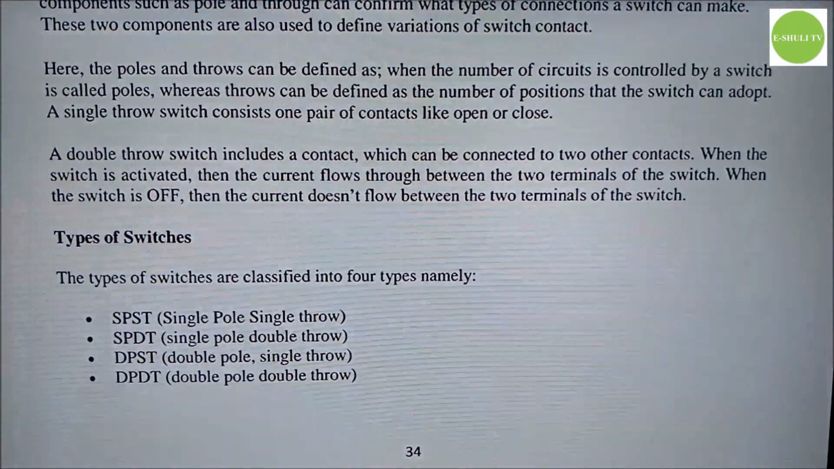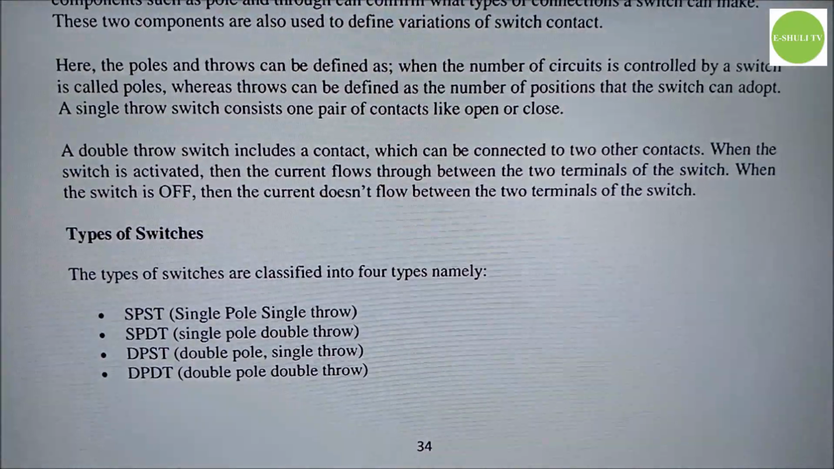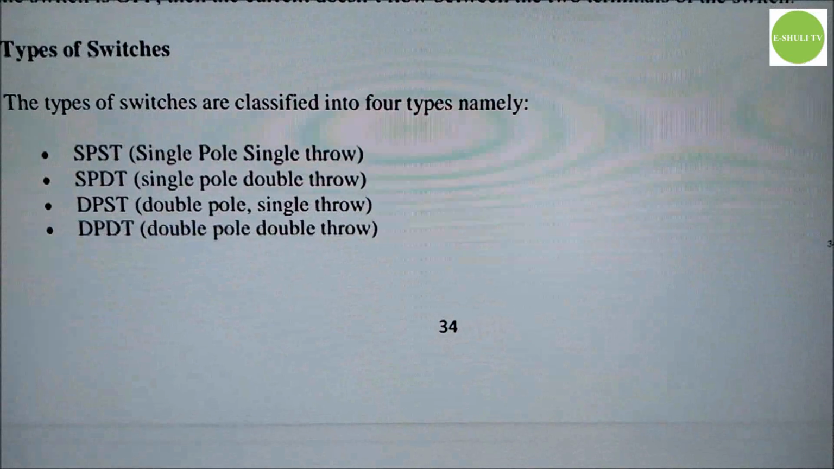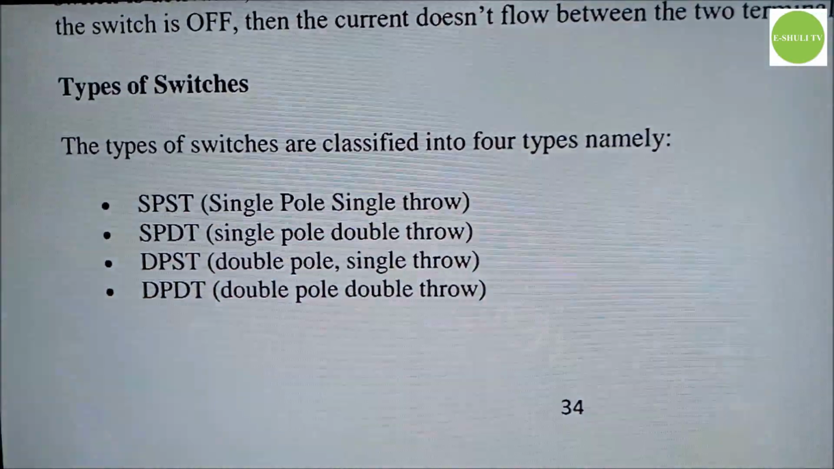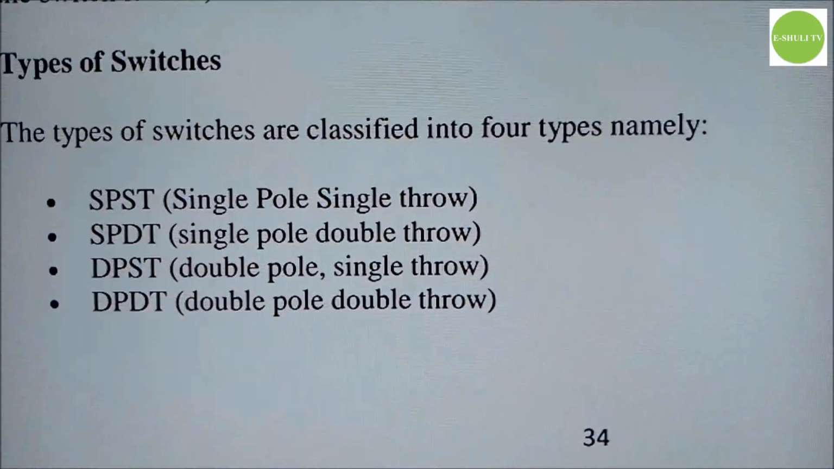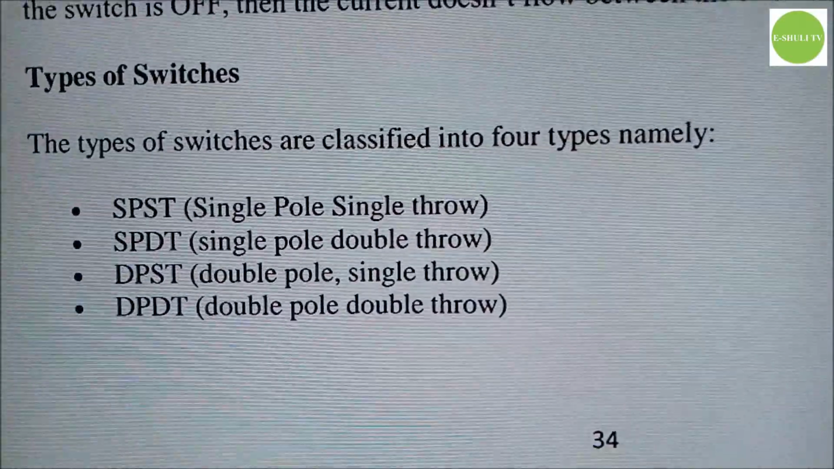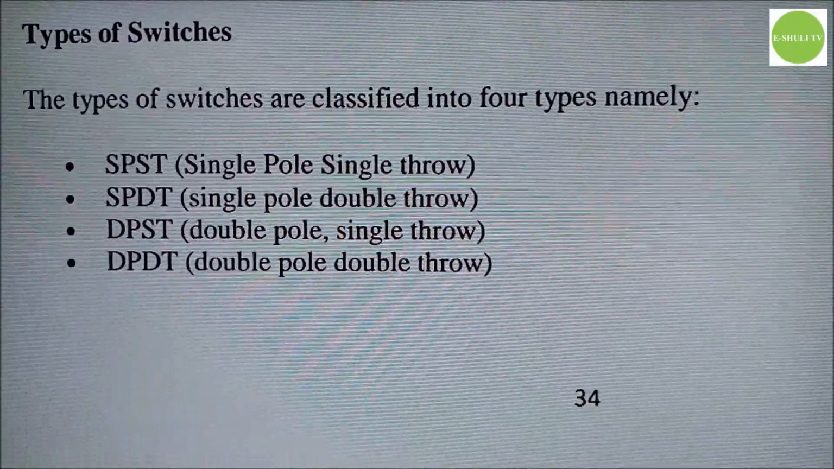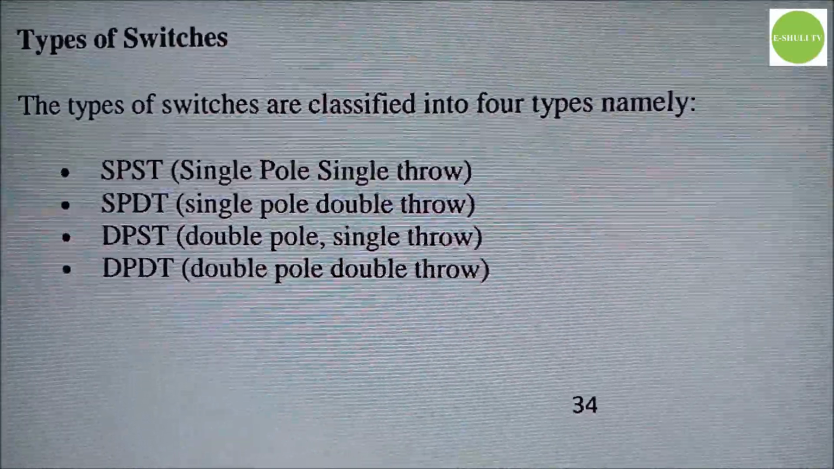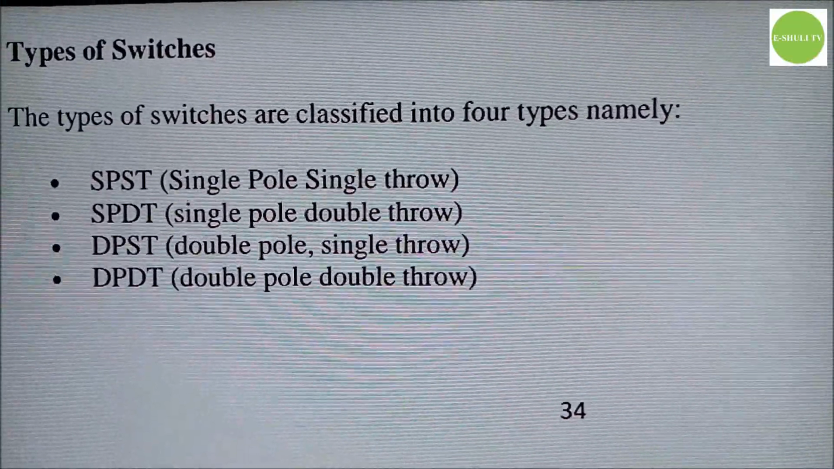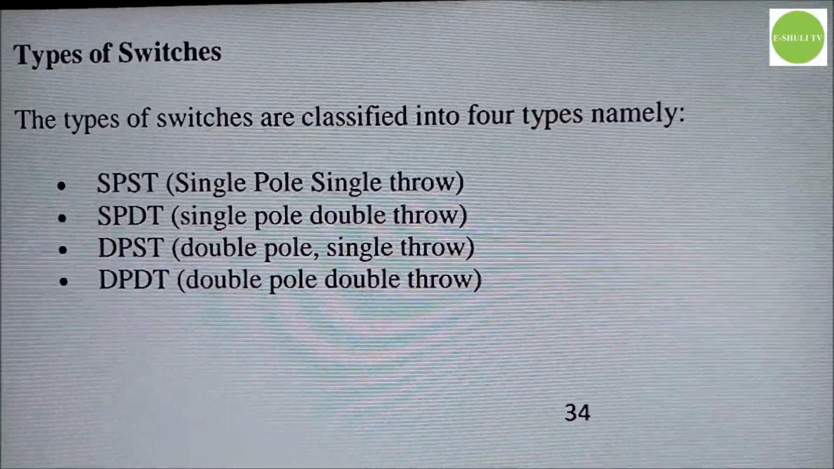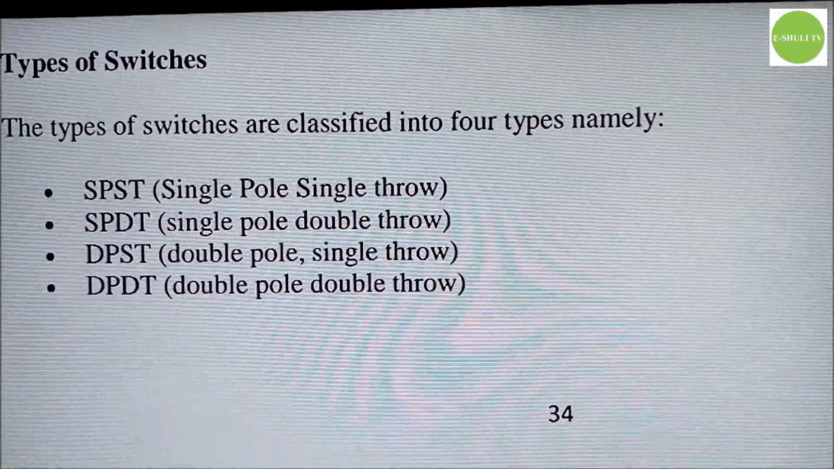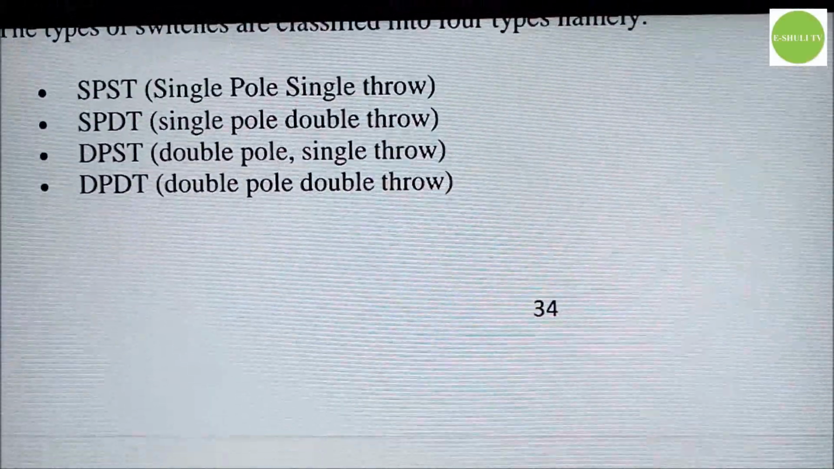Then here, let's see the types of switch. The types of switch are classified into 4 types, namely single pole single throw, single pole double throw, double pole single throw, and double pole double throw.